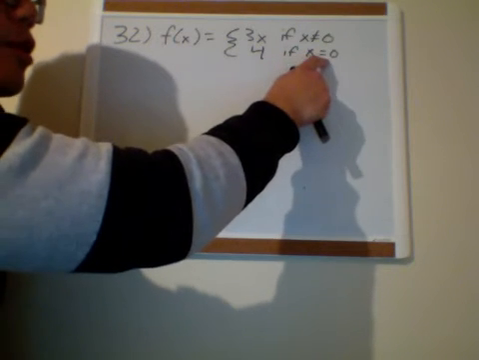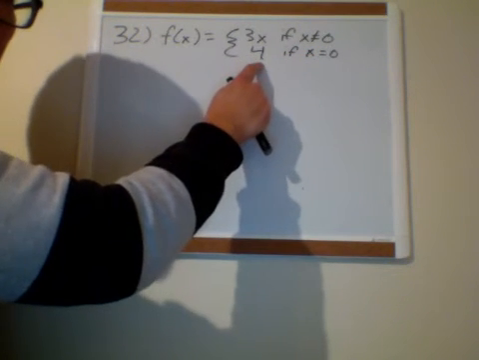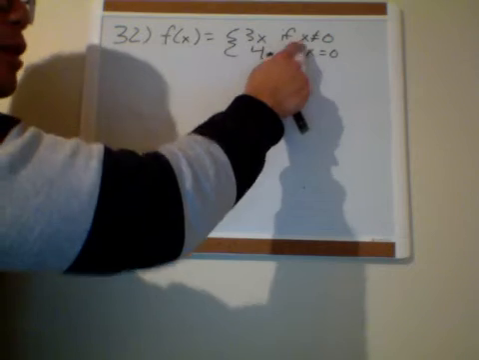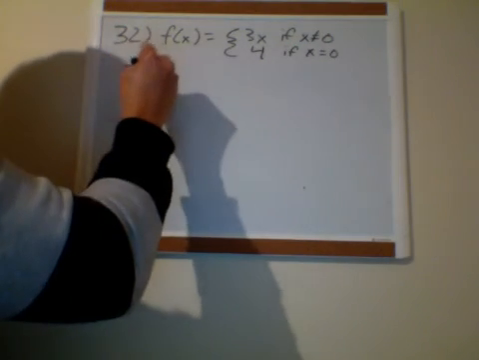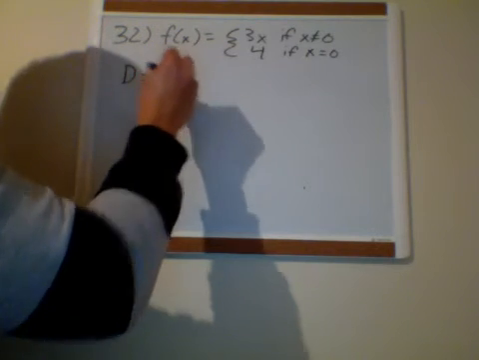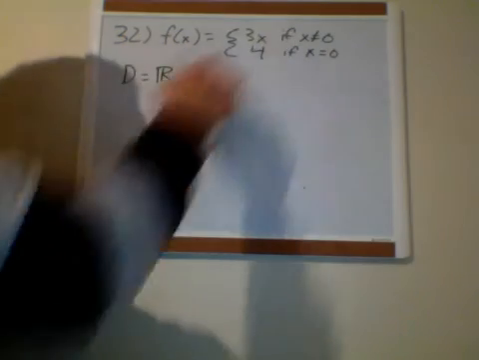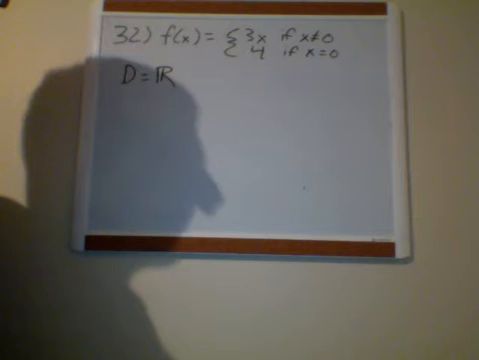At x equals 0, my function will still have a value. So what that really means is my domain is going to be all real numbers, since the function exists for all x.